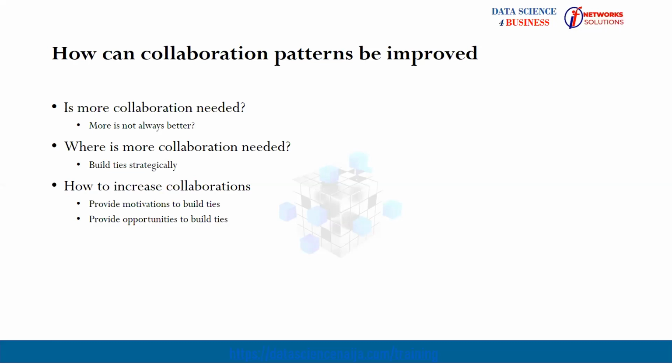In order to do that, there are so many things. For example, if you have decided that collaboration is needed, there are many ways to improve upon it. You might want to provide motivation to build ties and provide opportunities to build ties. So you create an environment as an organization where people keep connecting, because the more they connect, you have seen that it leads to an increase in productivity.